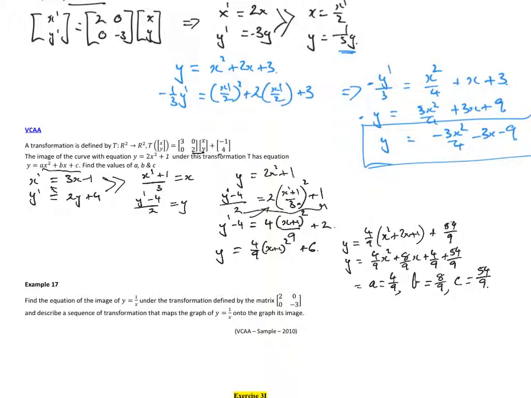Oh, I've made a mistake there. That's a 58 on 9, isn't it? Careless. So make sure you don't make that error yourselves.